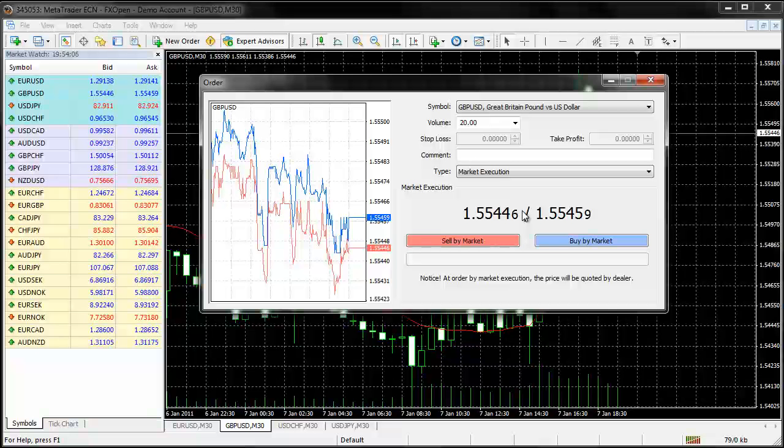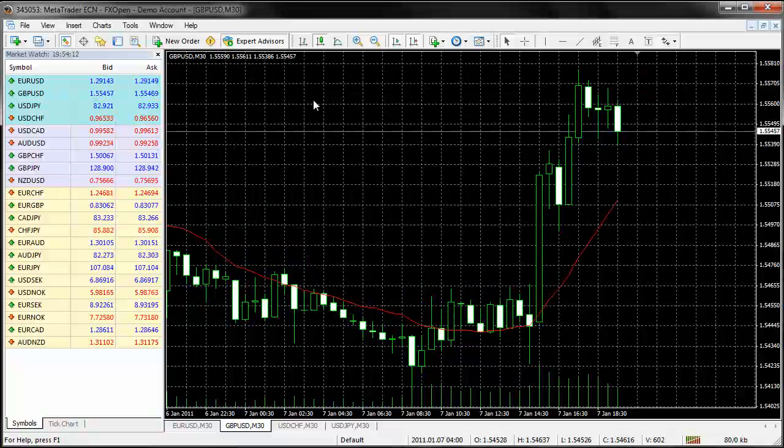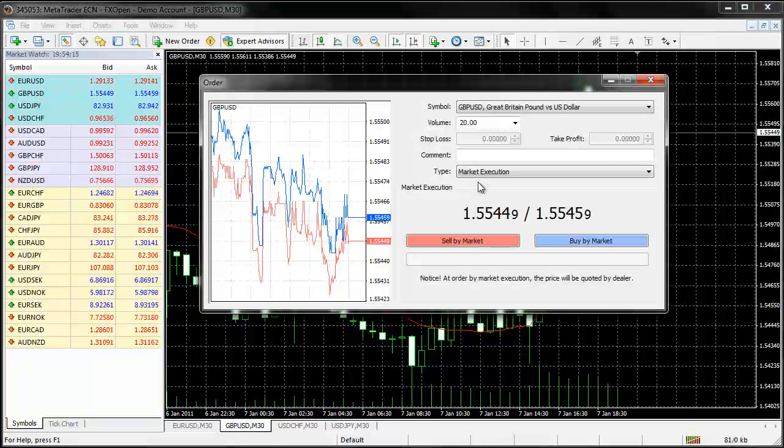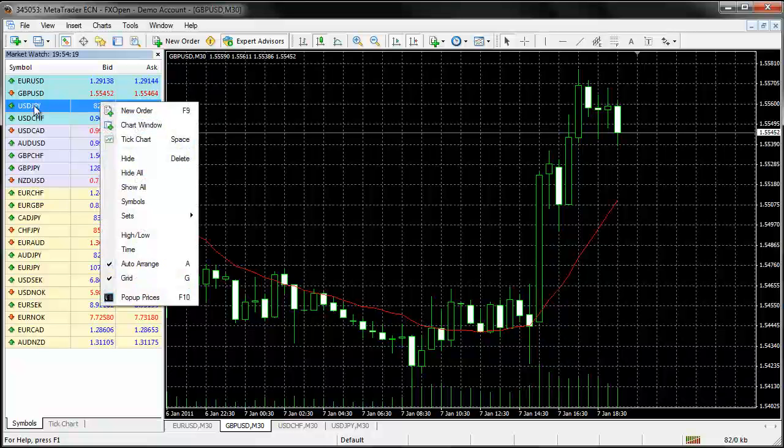And just to show you as well the different ways that we can go ahead and open up trades. There are 5 different ways. The first way is what I've just showed you, and that's clicking on this new order button. The second way is going over to the market watch area, right clicking on any currency pair that you want and clicking on new order.